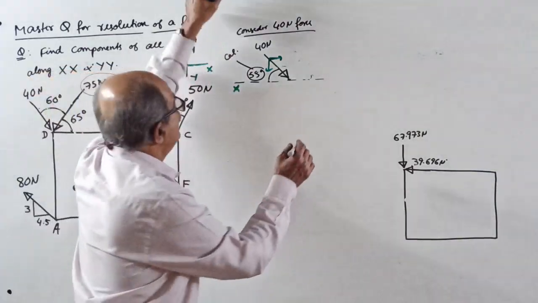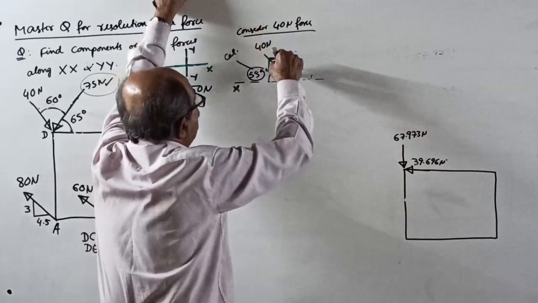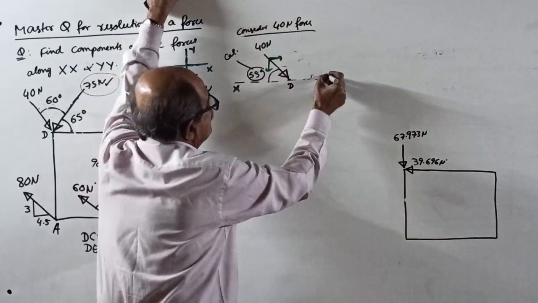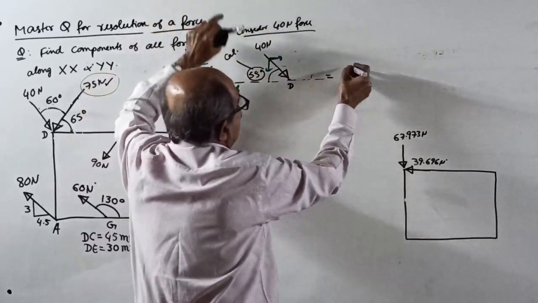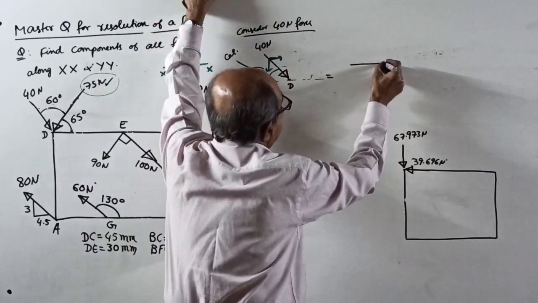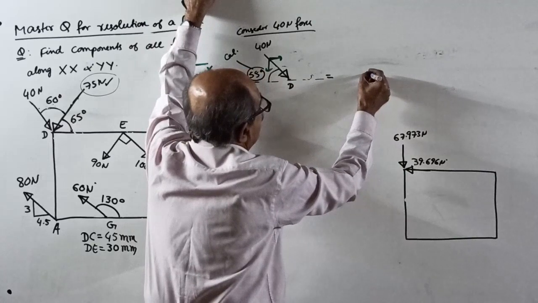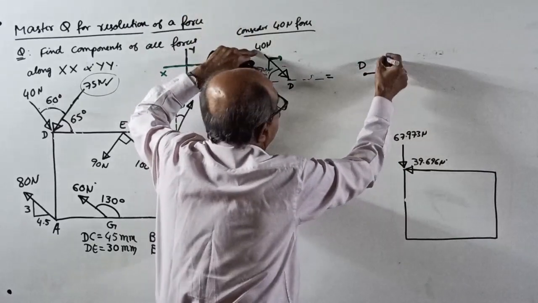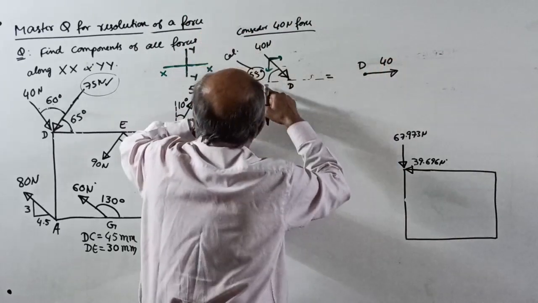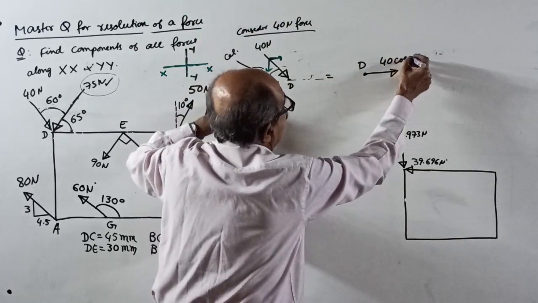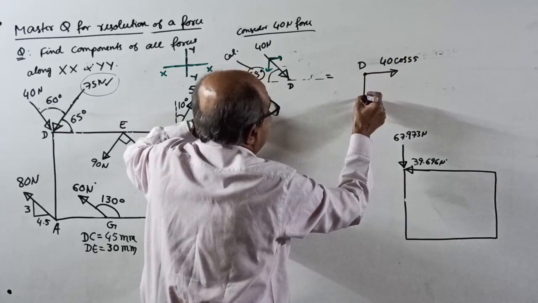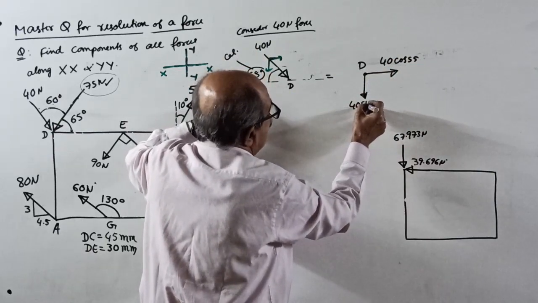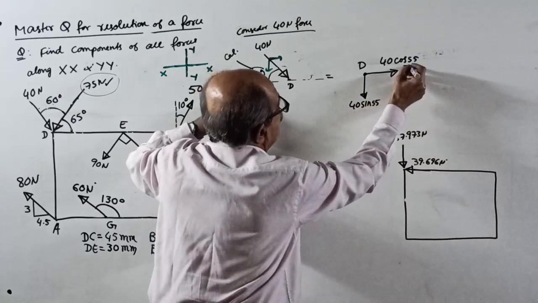Don't worry. Now, we consider the force here. This is the point D. Our angle is with the nearest horizontal. So without hesitation, equal to x component like this. This is the same point D to the point D. X component this way of 40 into cos 55. Y component is down of 40 into sin 55 equal to.